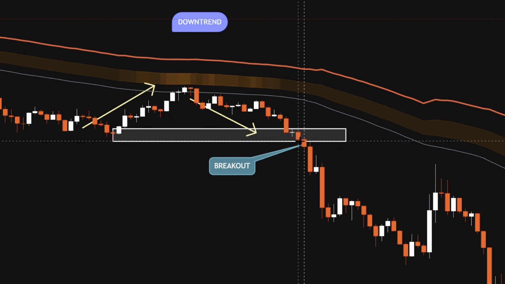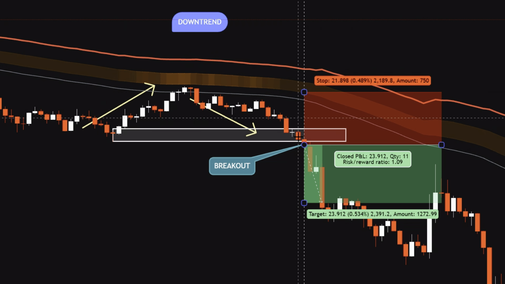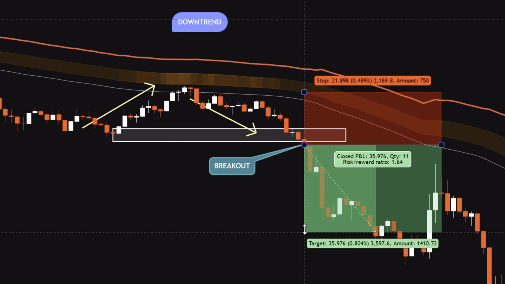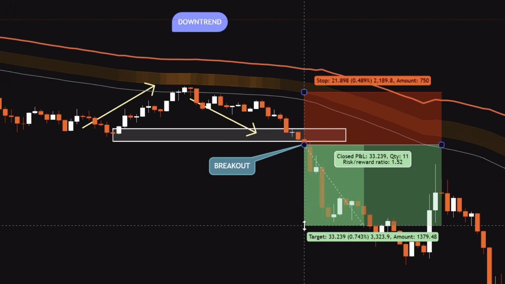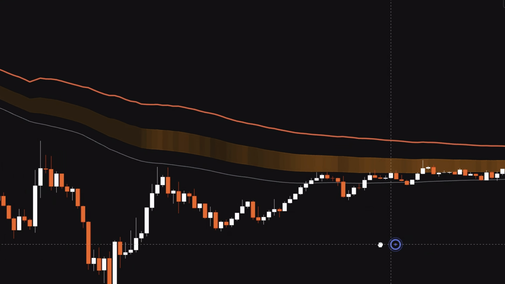The same risk management plan also works for a sell signal. Never risk more than 1% and always use a stop loss. The stop loss would be the most recent swing high or the ATR Fibonacci ribbon on the chart, and the target would again be 1.5 times the risk. Let's move on to the chart and see some more examples.